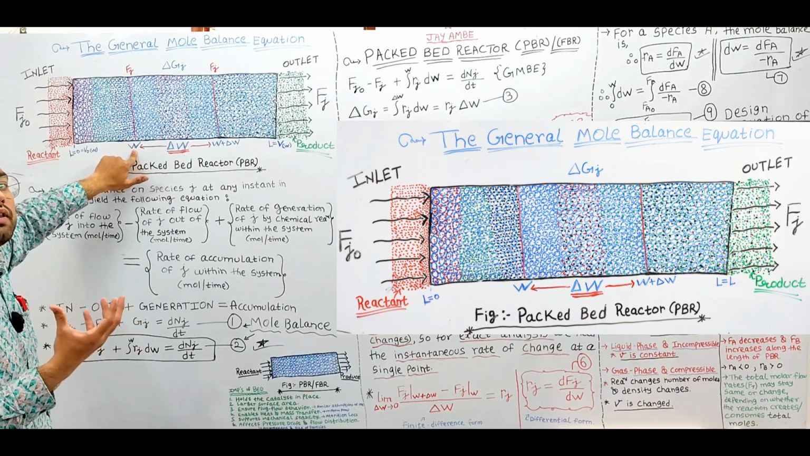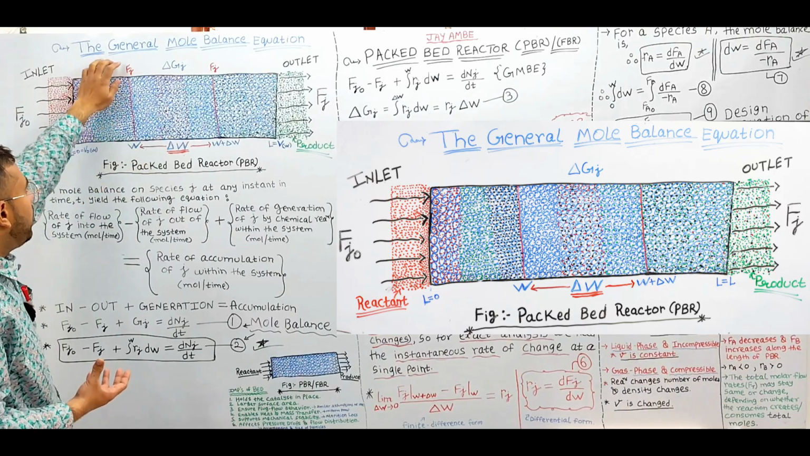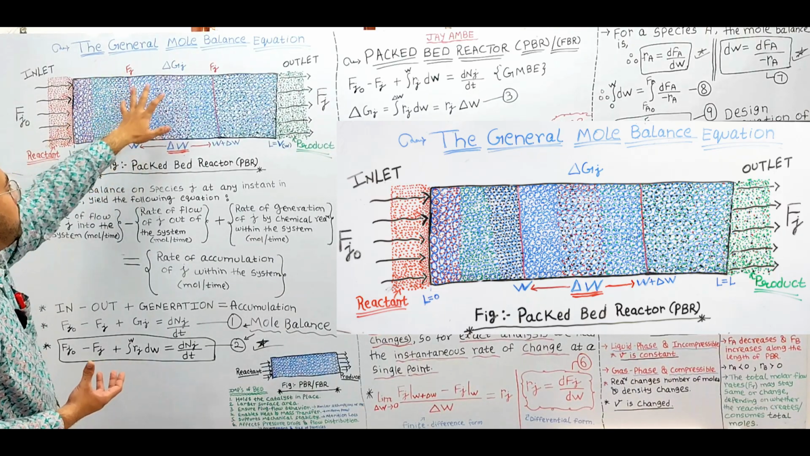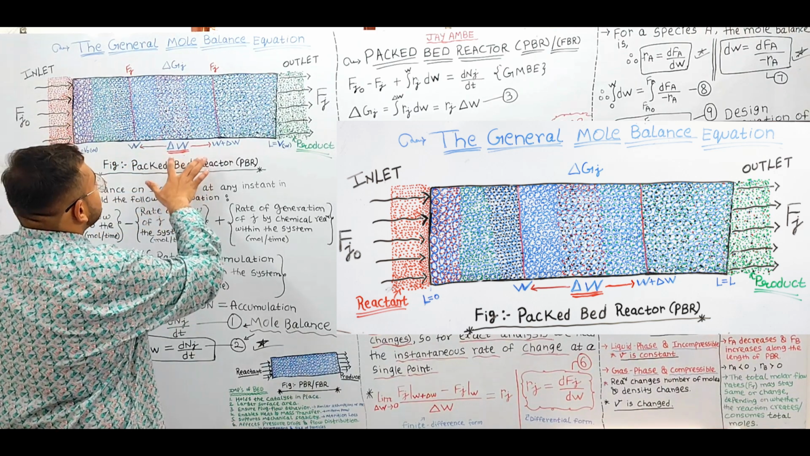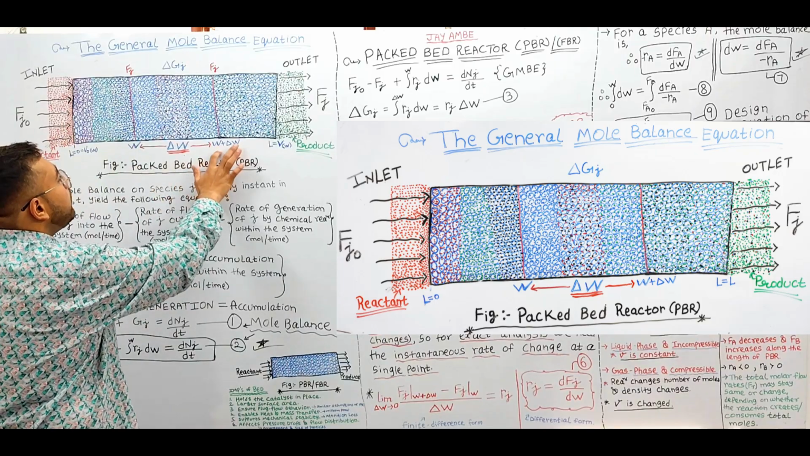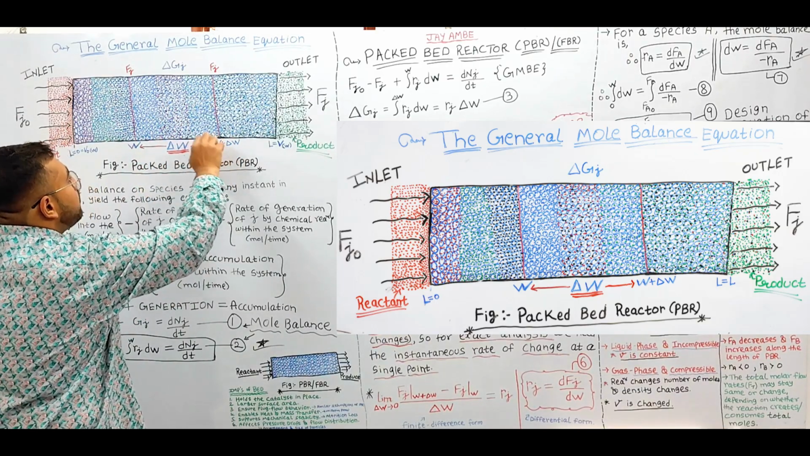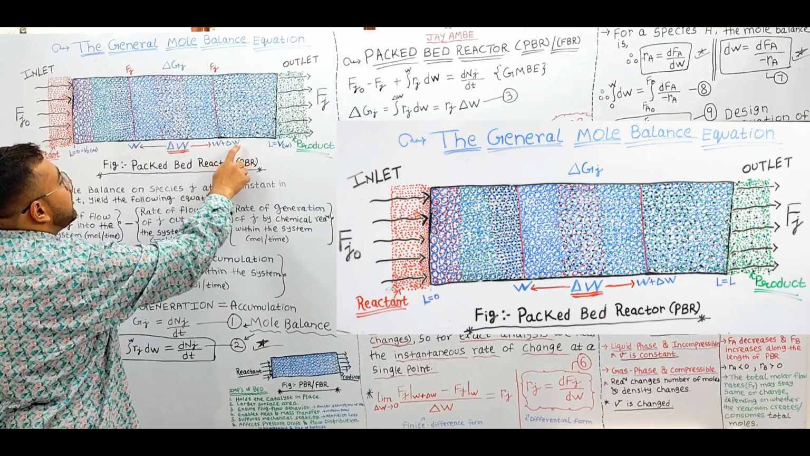W represents the weight of the catalyst which is present at this position, where the molar flow rate is Fj, inlet part. Here we'll consider this differential element for deriving the design equation. Now in the same way, at the outlet part of the differential element, we'll have the same uniform molar flow rate Fj, but the weight of the catalyst will be W plus delta W.